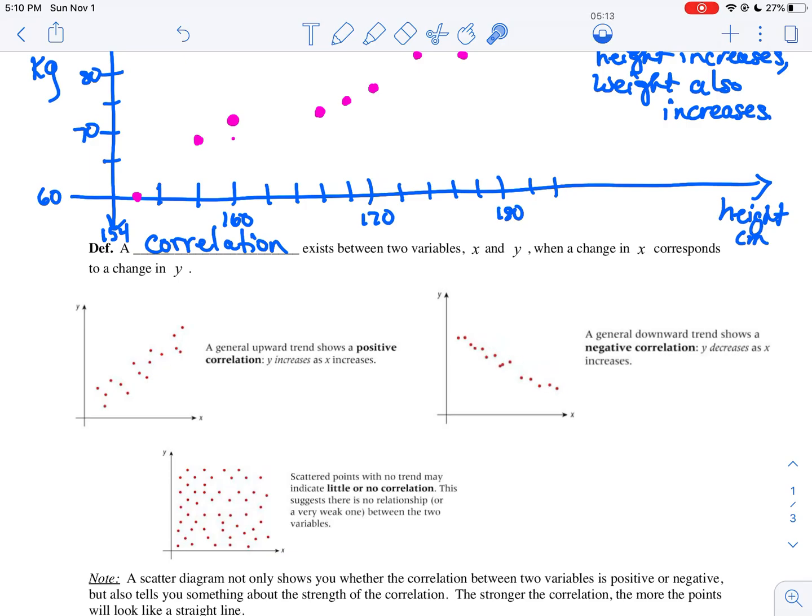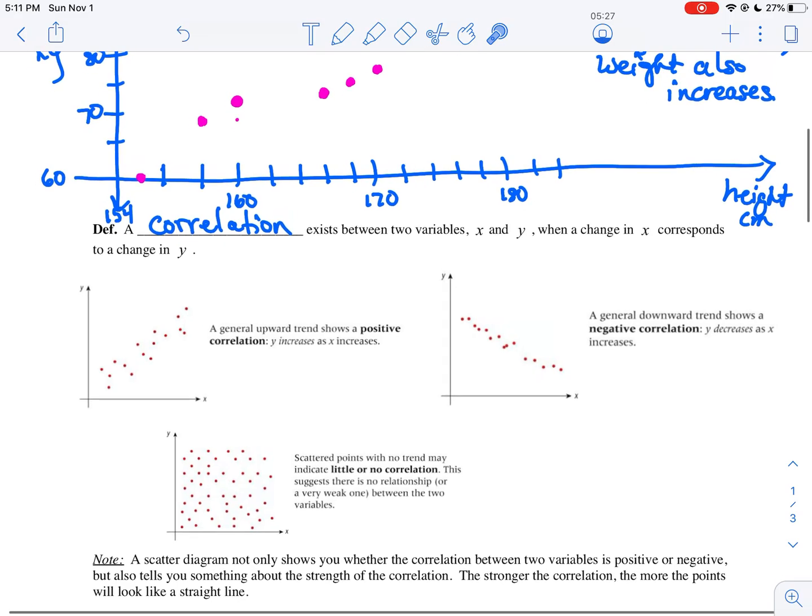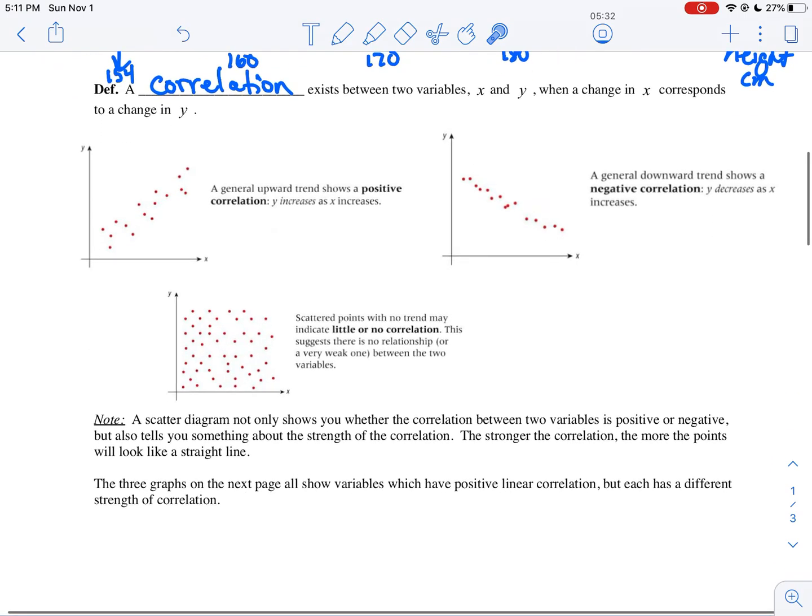Here we have a negative correlation because as x increases, y decreases. This one here, these points are all over the place. And so we would say no trend may indicate little or no correlation. This suggests there is no correlation or a very weak one between the two variables. Note, a scatter diagram not only shows you whether the correlation between two variables is positive or negative, but it can also tell you about the strength of the correlation. The stronger the correlation, the more the points will look like a straight line.